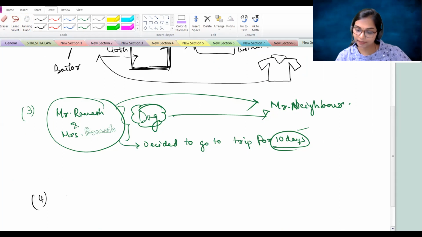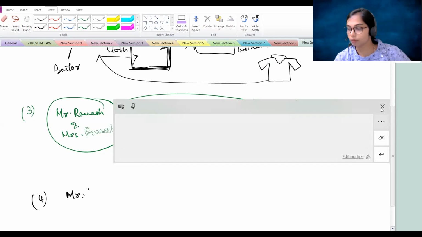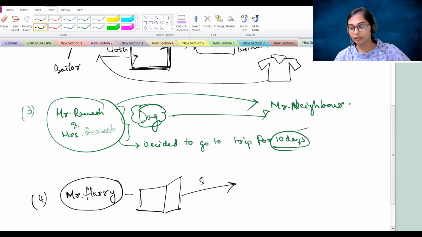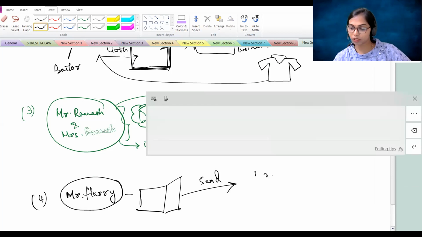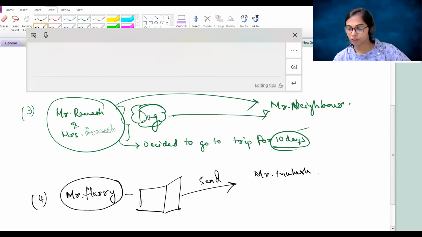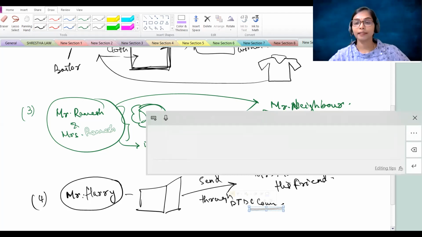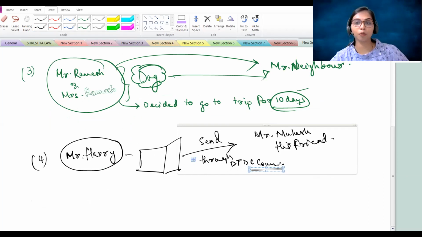Okay, now this is Mr. Potter. No, not Potter. You can say Harry. Mr. Harry has a book. He wants to send this book to Mr. Mukesh, his friend. What he decides is he sends this book through DTDC. You know the DTDC courier? That means he has given the book to the DTDC counter, and the DTDC counter needs to send it to Mr. Mukesh. Here also comes a concept called bailment.